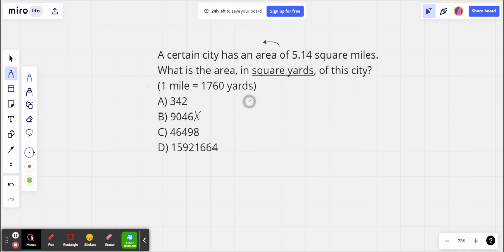And for these, you want to write out, we've got our 5.14 square miles. Another way to write that is with miles and then the little 2 up there as an exponent, that is square miles. So then can you guess square yards? How could we write that out? Well, yards with a little 2. Know that those do mean the same thing.